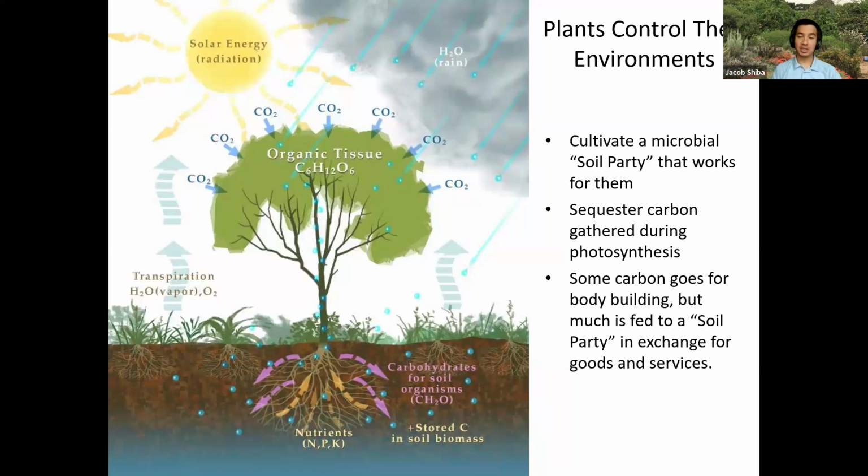And this becomes an exchange of goods and services where we're exchanging things like nutrients, water, antibiotics, and the plant or the tree is in control of this environment. And the plant fosters this relationship. And this is essential for creating that healthy living soil sponge.